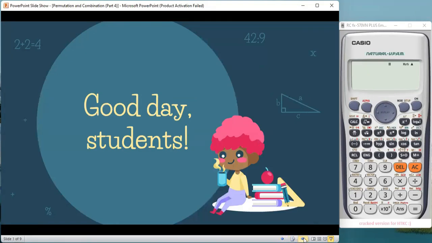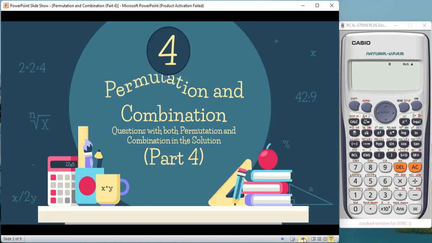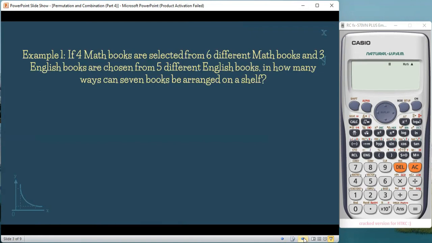My dear students, for today's video, we're going to talk about permutation and combination, but this time we're going to answer questions with both permutation and combination in one solution. Kasi po, my dear students, may mga questions po tayo na para makuha yung answer, kailangan nating gamitin yung both combination and permutation sa iisang problem. So, paano po yun? So, for example, ganito po yung question natin.